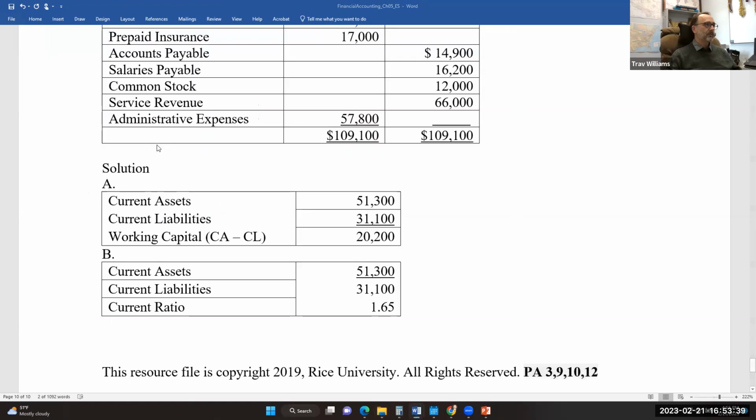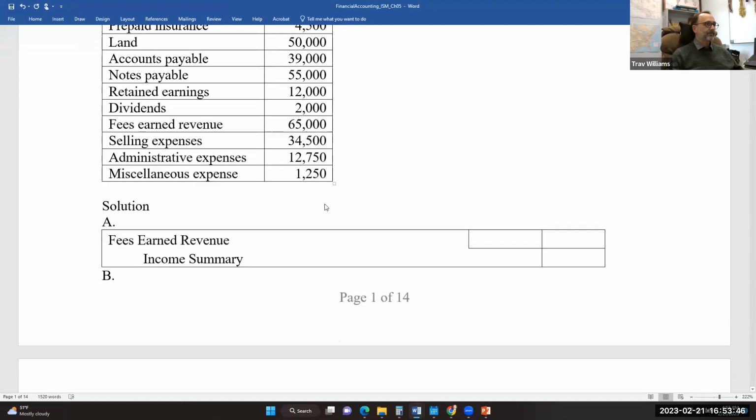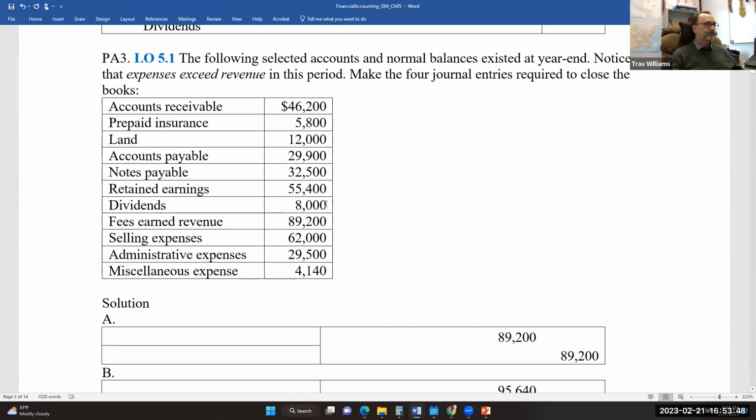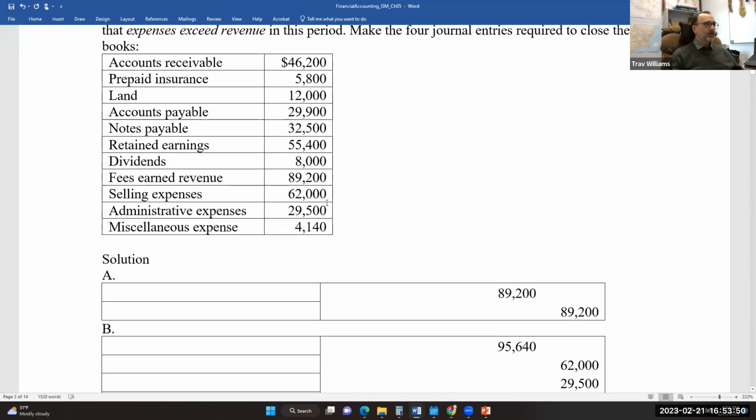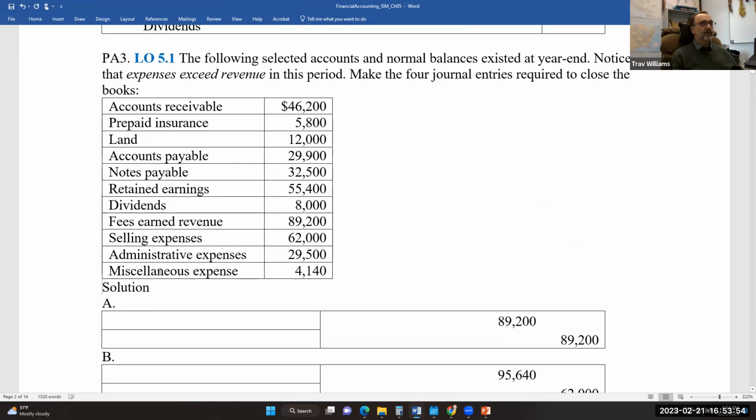This is problem set chapter 5. Okay, we're going to start with number 3. Okay, back to our 4-step closing process. Step 1, we close out our revenues. This company had only one type of revenue. So we debit fees earned revenue. We credit income summary.